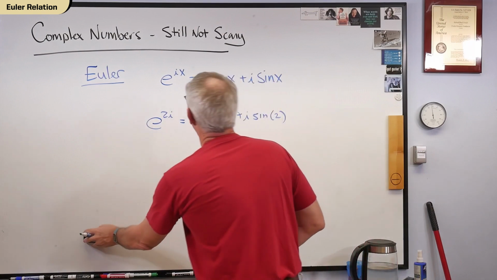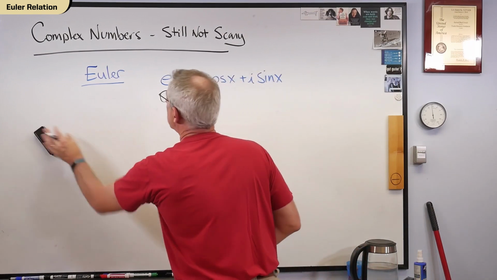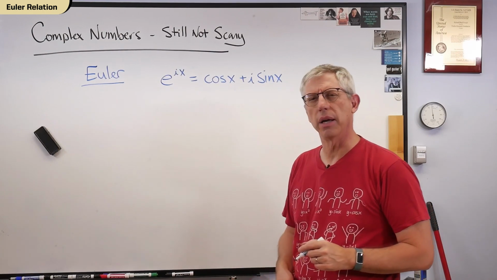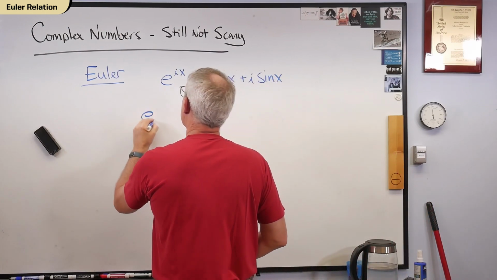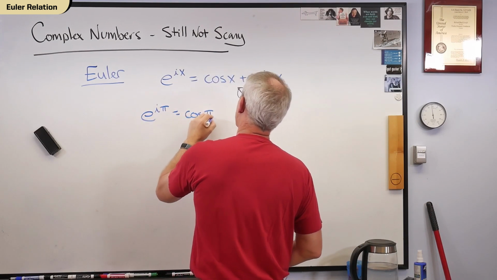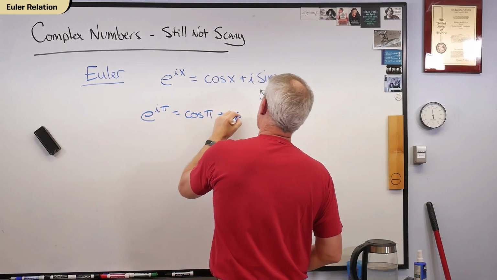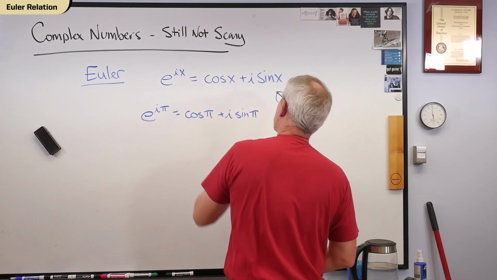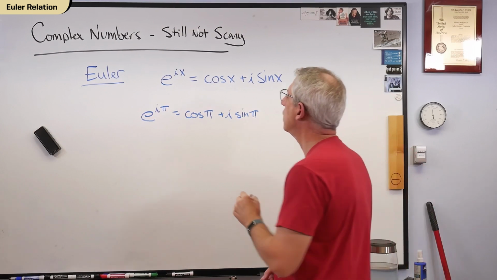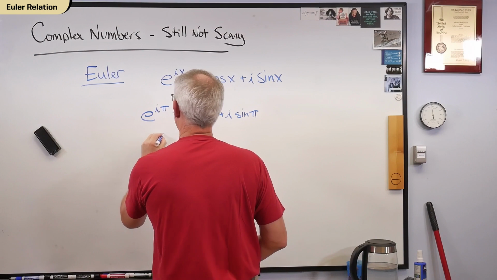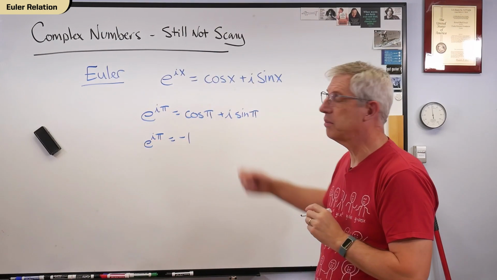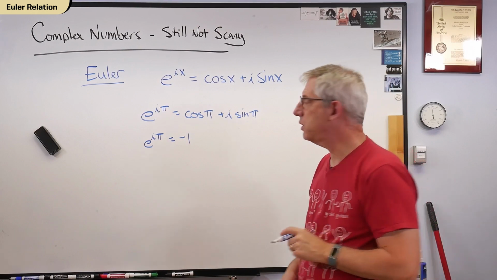Now, if you want to look into this a little deeper, what happens if I put pi in there? Well, e to the i pi is cosine pi plus i sine of pi. Well, what do I get? Well, let's see. e to the i pi equals minus 1, I think, because that goes to 0. Well, I'm going to make one small change to this.